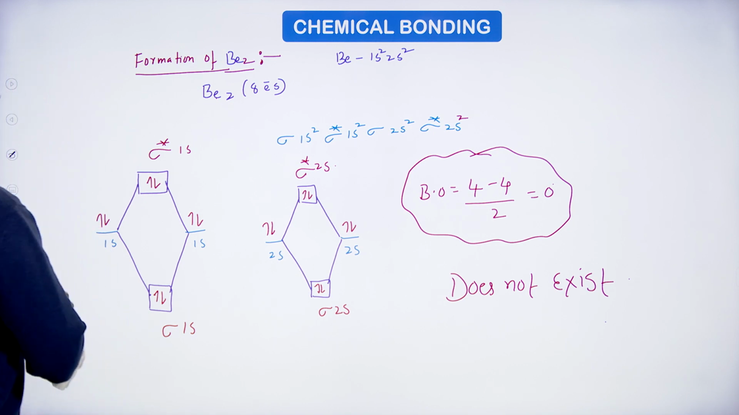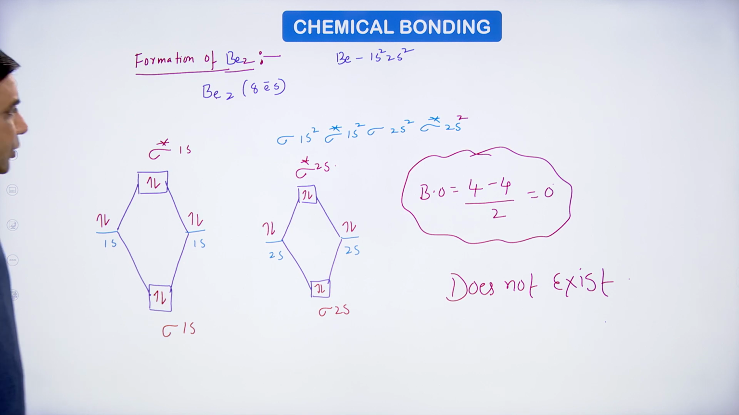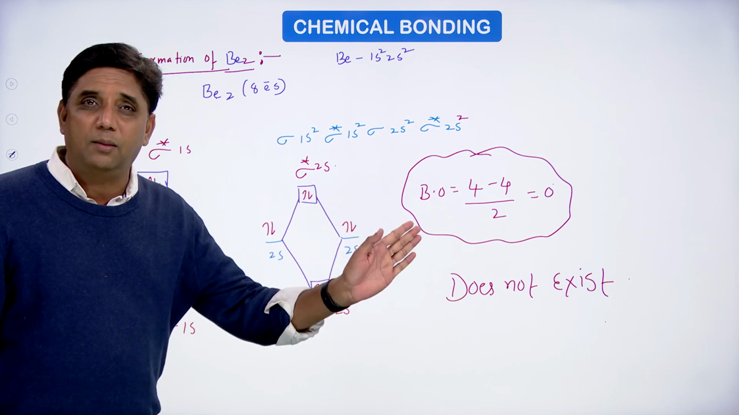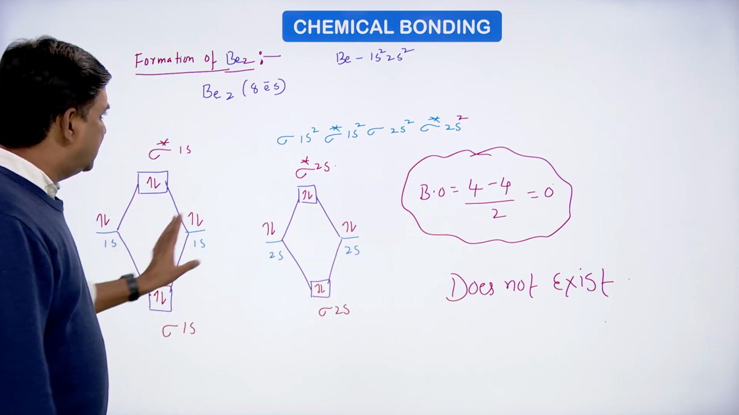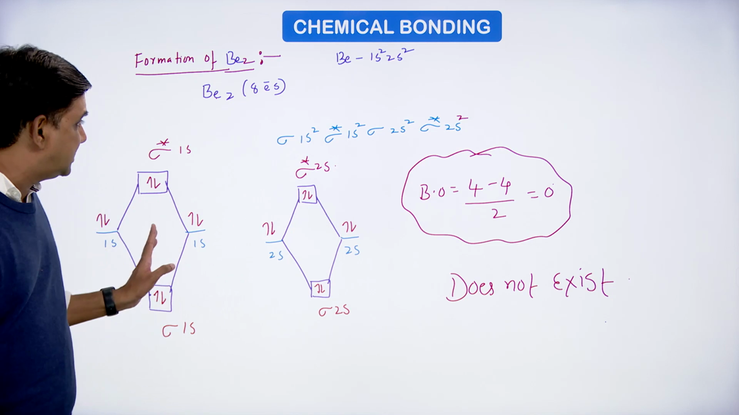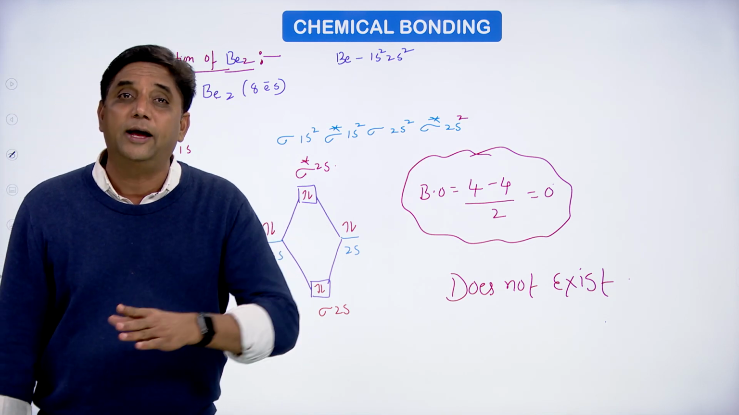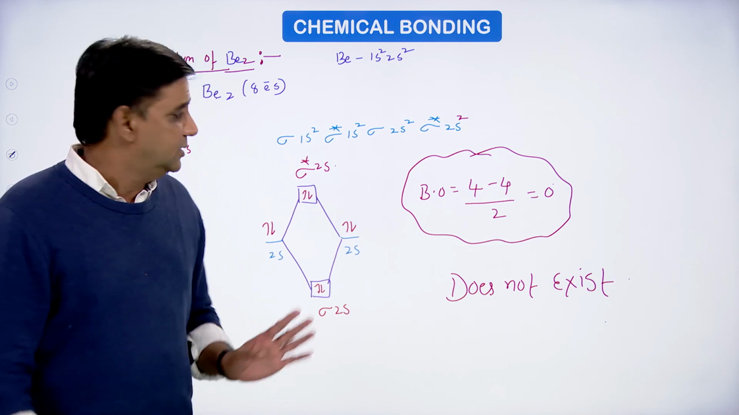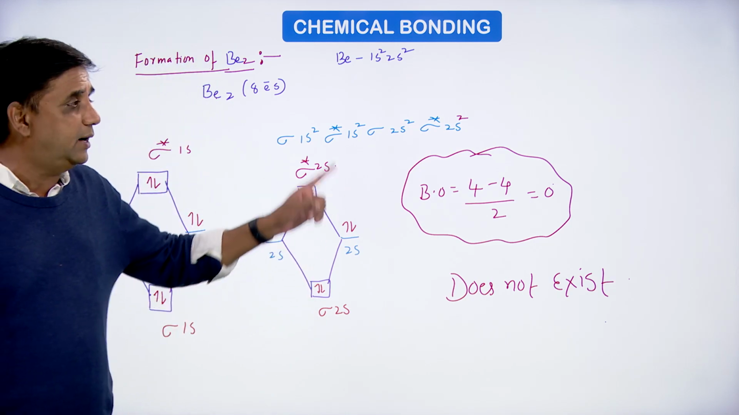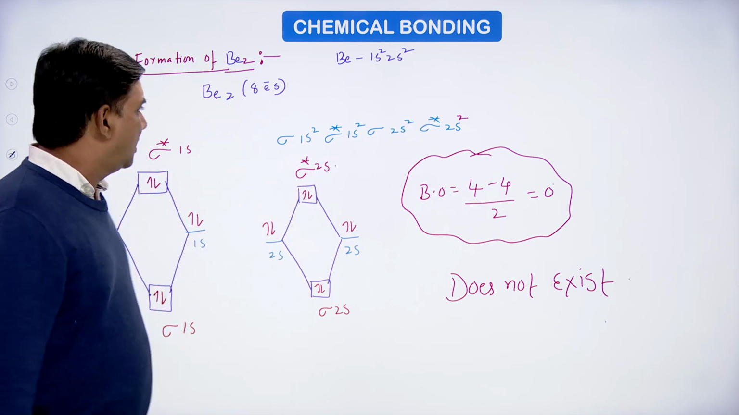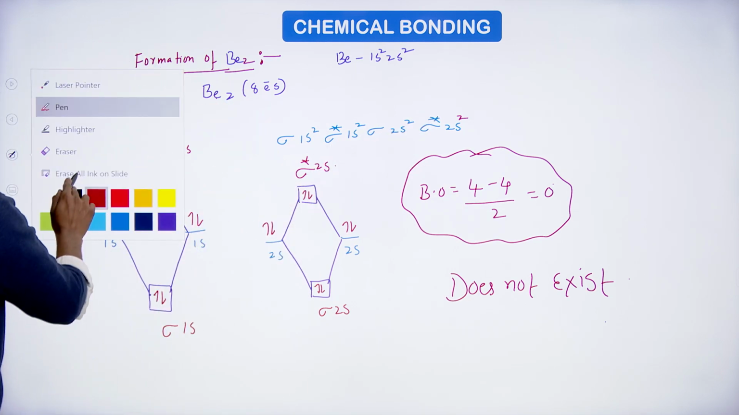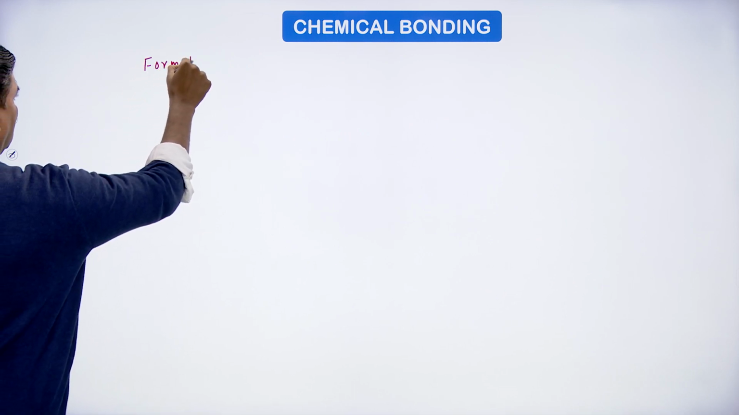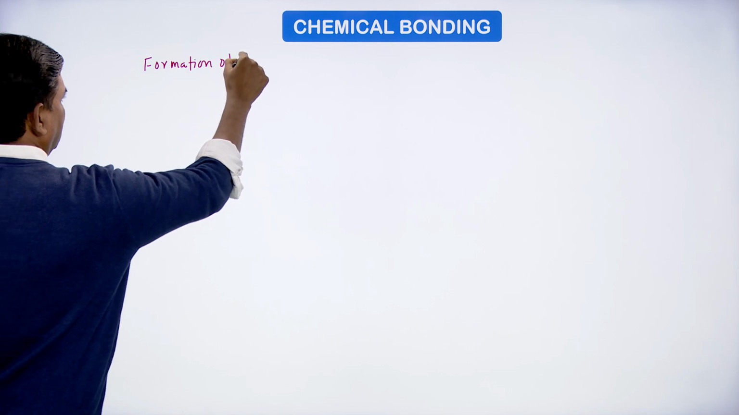Now let us see the formation of B2. And students, from now onwards for B2, boron molecule, carbon, nitrogen, the 1s and 2s molecular orbital diagrams are the same. That is the reason why we are not going to write them again and again. You have to understand the same will be repeated in each and every molecule. Right. Now let us see the formation of B2.